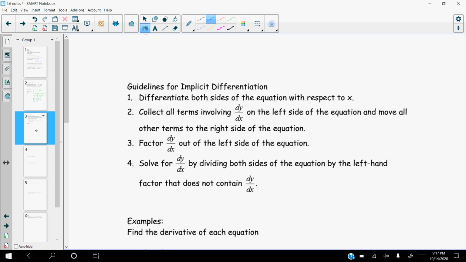So, guidelines for implicit differentiation. Differentiate both sides of the equation with respect to x. Collect all the terms involving dy dx on the left, and then move everything else to the right. That's interchangeable. If you've got more terms with dy dx on the right, move them all to that side, as long as you get them to one side or the other. Factor out the dy dx, and then solve for dy dx by dividing both sides by whatever's left over in parentheses.